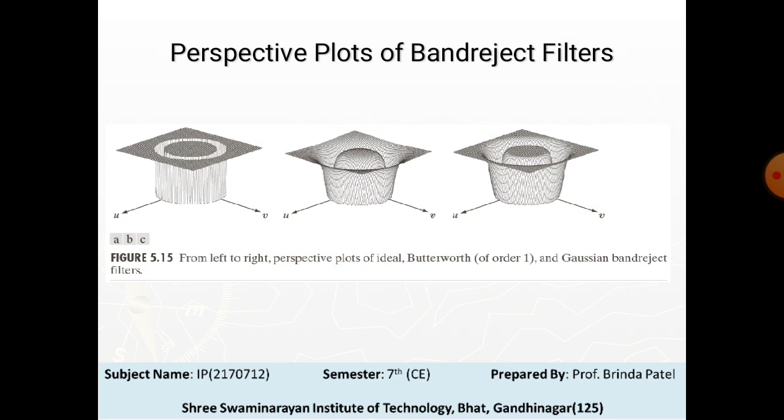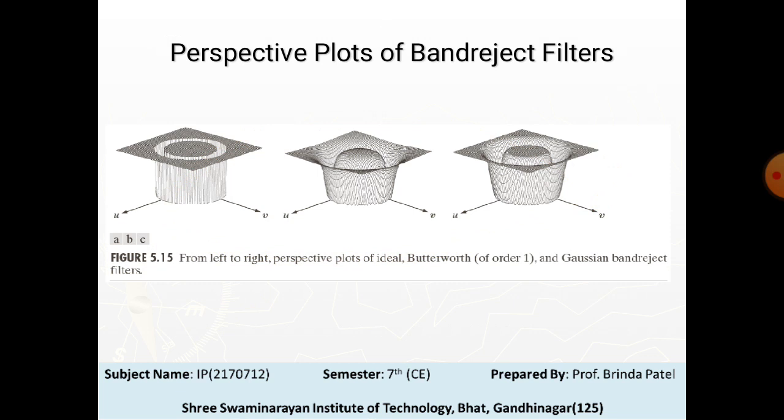One of the principal applications of band reject filtering is for noise removal in applications where the general location of the noise components in the frequency domain is approximately known. A good example is an image corrupted by additive periodic noise that can be approximated as two-dimensional sinusoidal functions. It is not difficult to show that the Fourier transform of a sine or cosine consists of two impulses that are mirror images of each other about the origin of the transform.